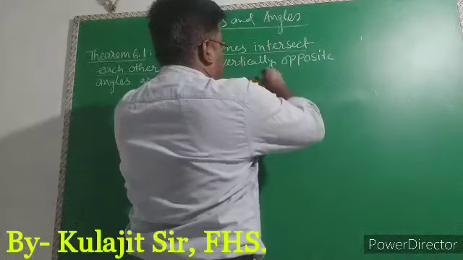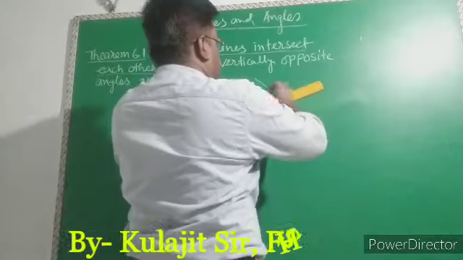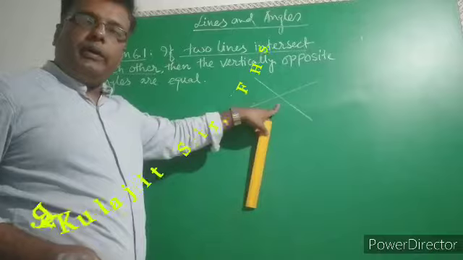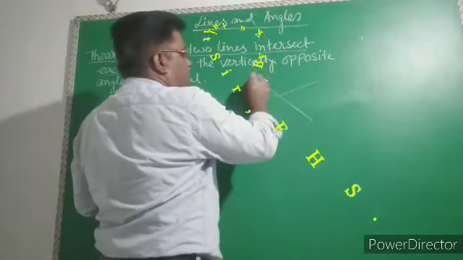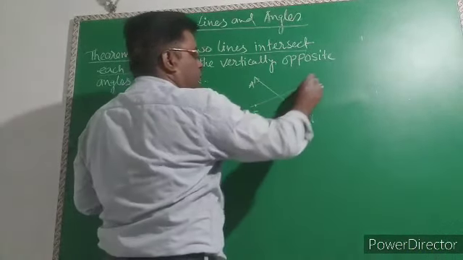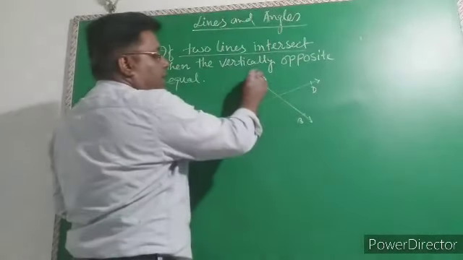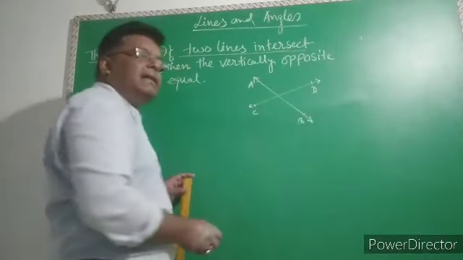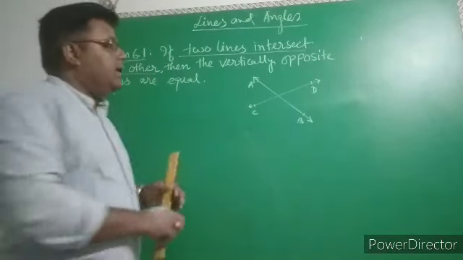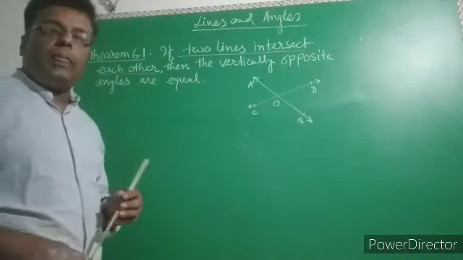Suppose we draw a line here and another line intersecting it at a point. Suppose the first line is AB and the second line is CD. Since it's a line, you have to give arrow marks. If it is given as a line segment, then there is no need to give the arrow mark. Now they intersect each other, suppose at some point O.